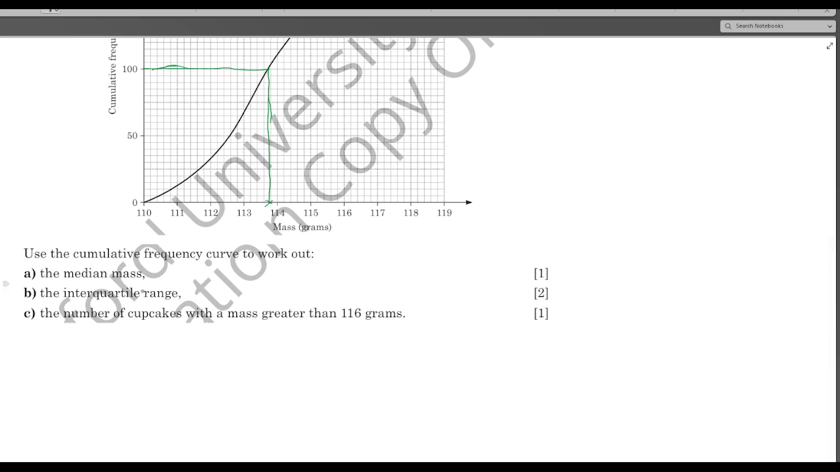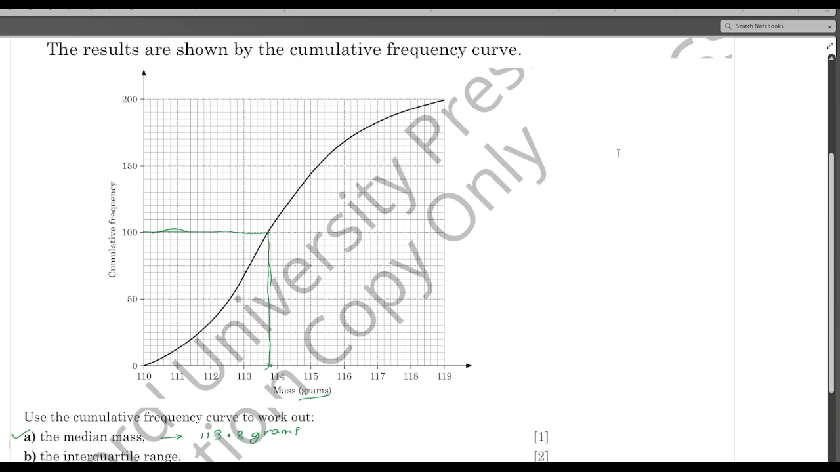So your first answer, median mass, is 113.8. Mass is given in grams, so 113.8 grams. Okay, this is your first question, A. Second, B is the interquartile range. Now the interquartile range is the difference of your Q3 and Q1.